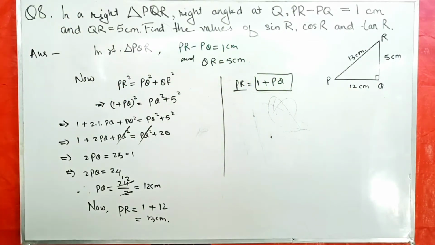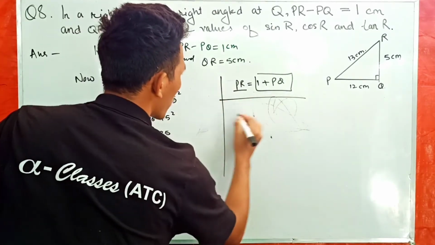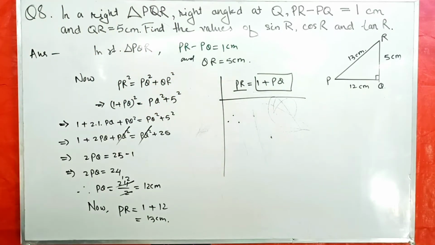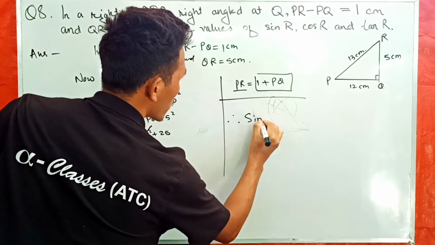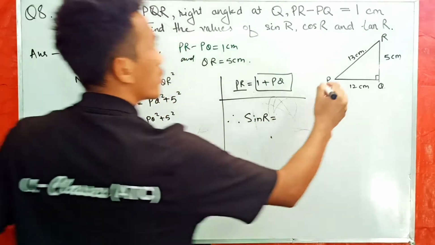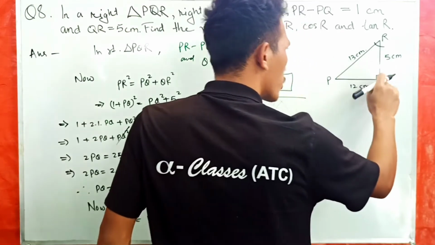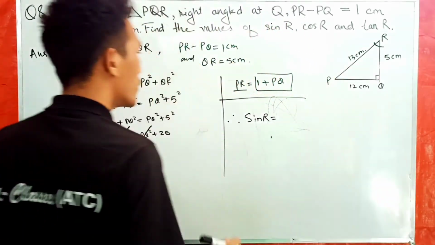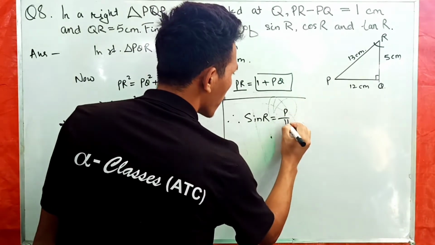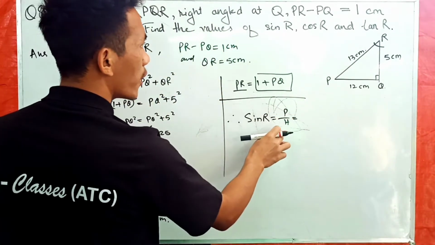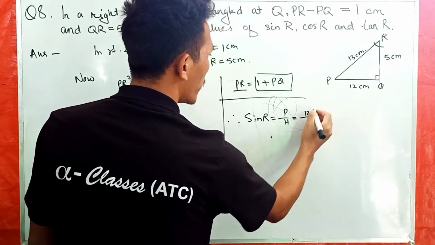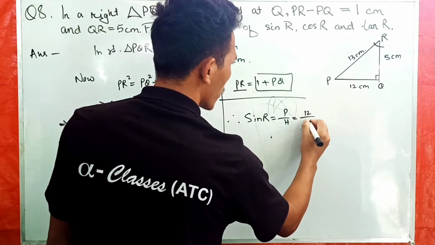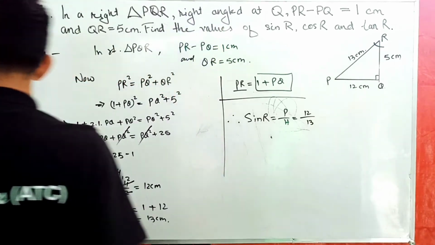If you know the value of the adjacent side, opposite side, and hypotenuse, you can find the value of sin R, cos R, and tan R easily. Therefore, what is sin R? Sin R means you have to take this angle. This will be your base, this will be your perpendicular. Perpendicular will be 12 by hypotenuse, no change. So sin R means 12 by 13.